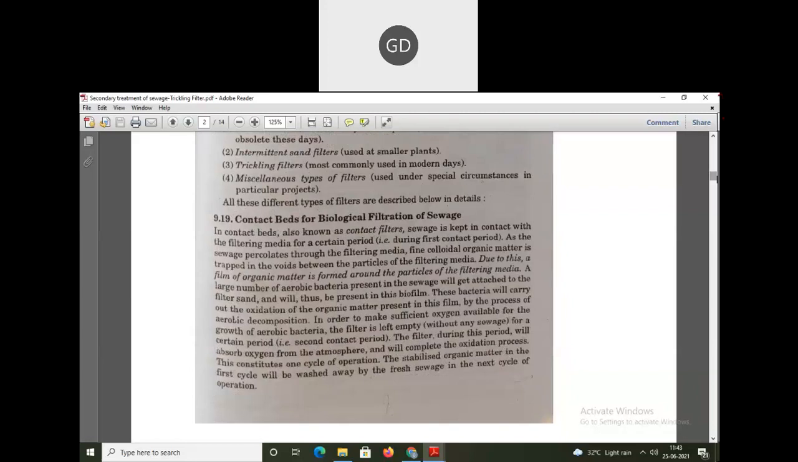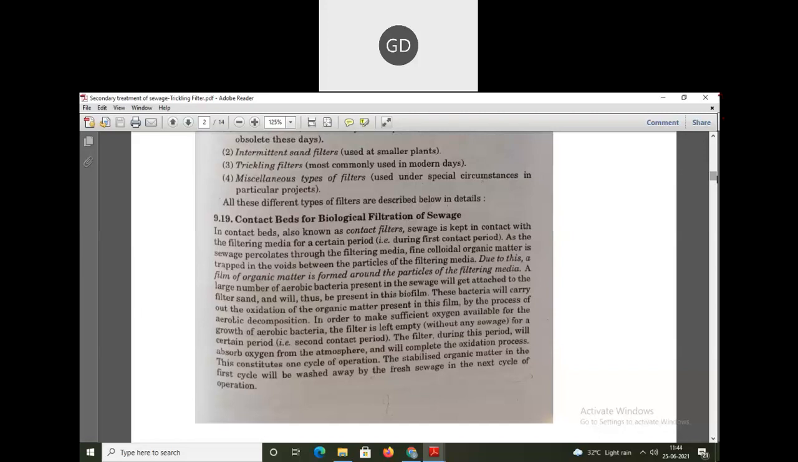Next, let us know what a contact bed is. Though it has become obsolete nowadays, you should know what a contact bed is for biological filtration of sewage. In contact beds, we use contact filters, and here the sewage is kept in contact with the filtering media for a certain contact period. As the sewage percolates through this filtering media, very fine colloidal organic matter is trapped in the voids between the particles of the filtering media.